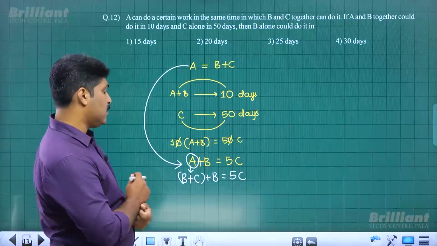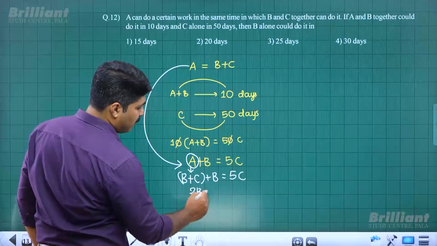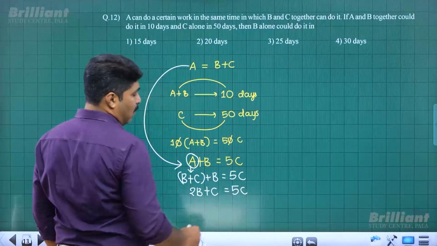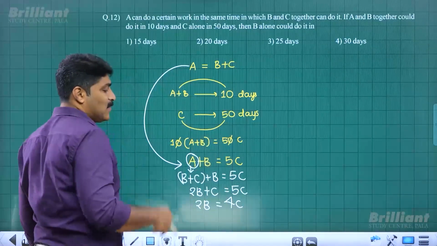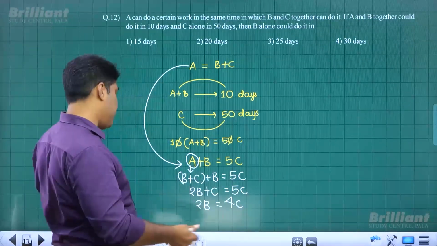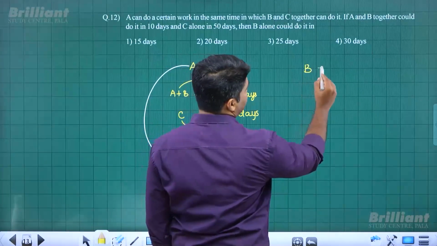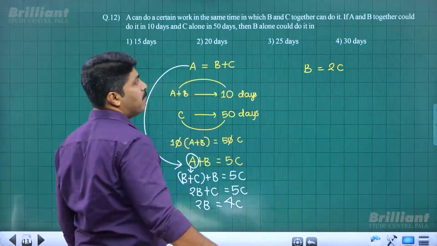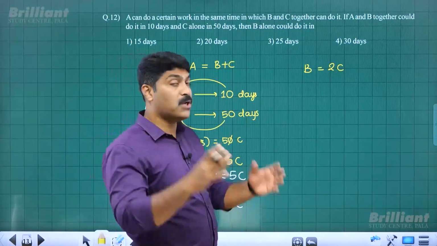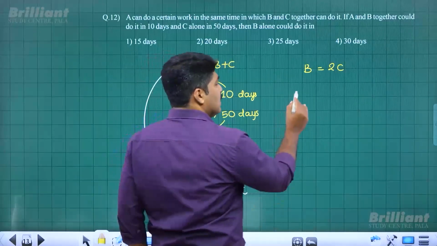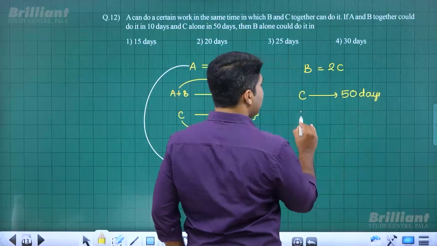What's the connection here? This is 2B plus C is equal to 5C. So what can we conclude? 2B equal to 4C. So that's a very important relationship between B and C. How can we conclude here? The efficiency of B and C will be like this. B is twice C. So if the efficiency of B is twice that of C, and C required 50 days, then in how many days can B complete it?